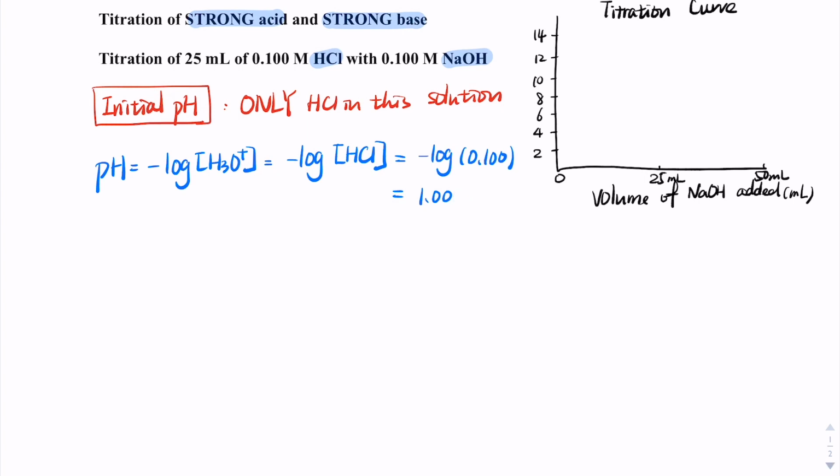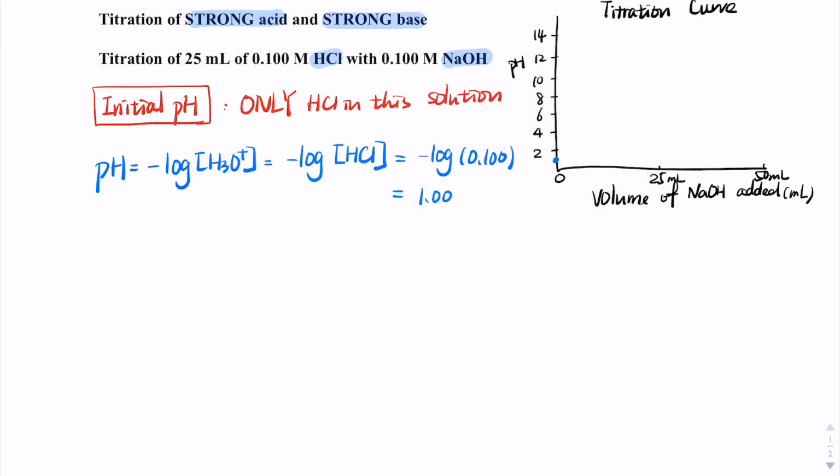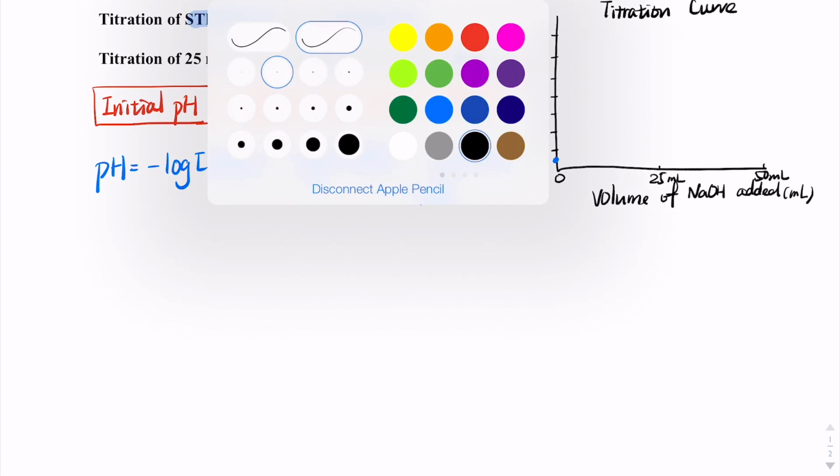Let's mark it. Your starting point is right over here because you add 0 ml of the sodium hydroxide. So it's at x-axis 0, and the y value is 1. The y value is pH, so the y-axis is the pH. That's our starting point. It's quite easy, so now we keep on going.